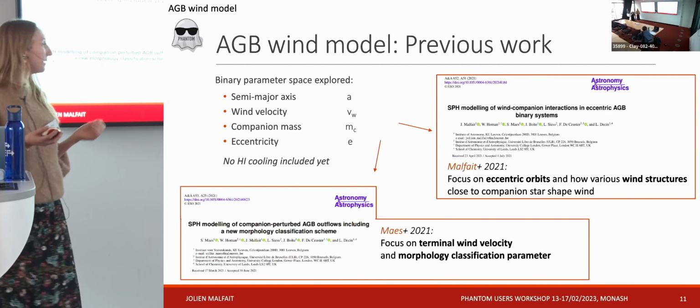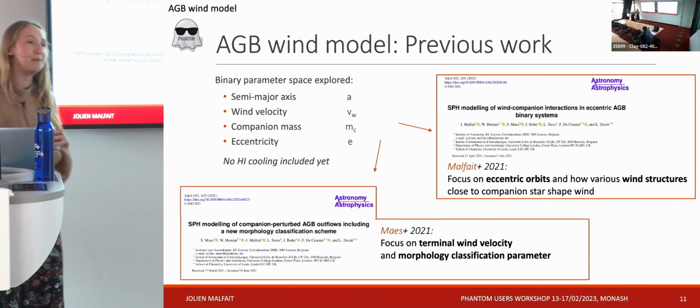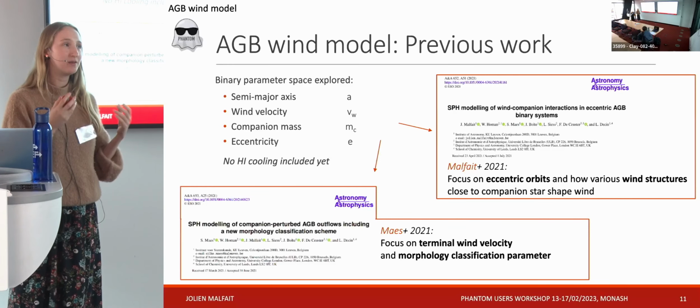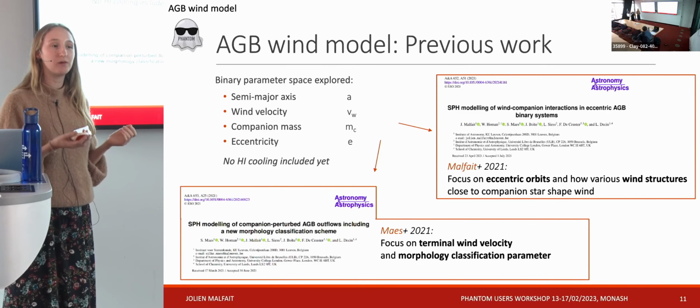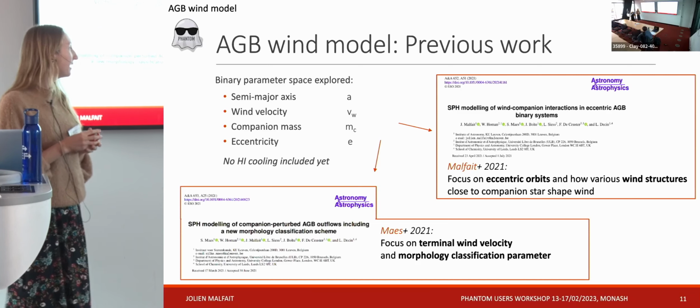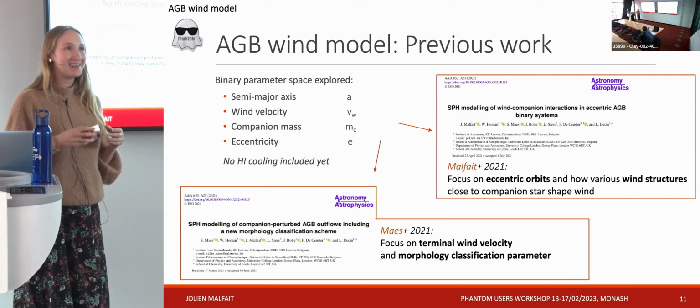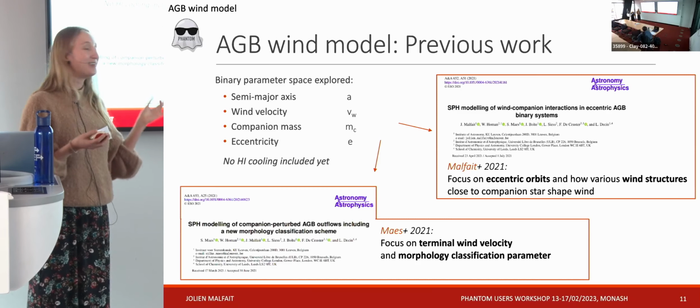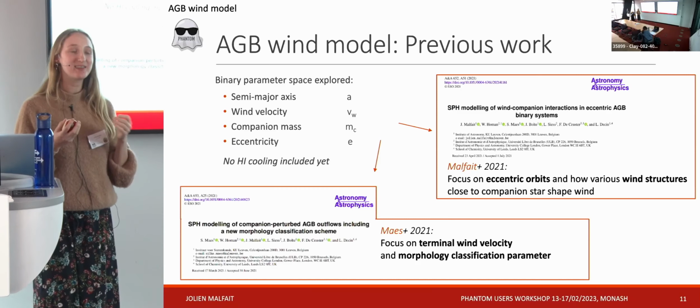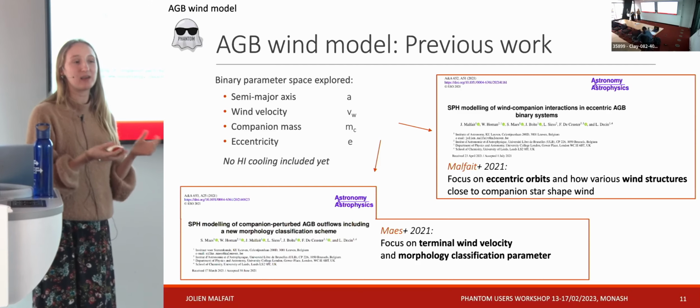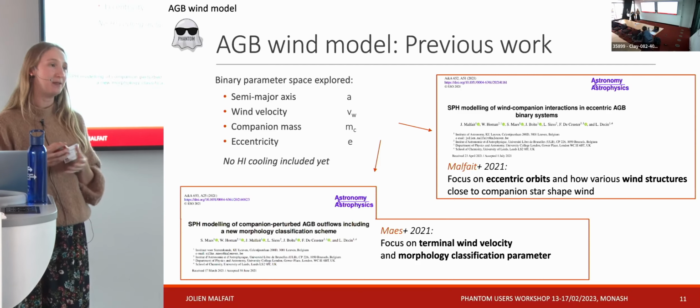And then in the other paper, we focused more on the impact of the companion on the wind dynamics, so on the terminal wind velocity, for example. And we studied if there is a morphology classification parameter that can tell us, if we just have orbital parameters, how complex the outflow will be.